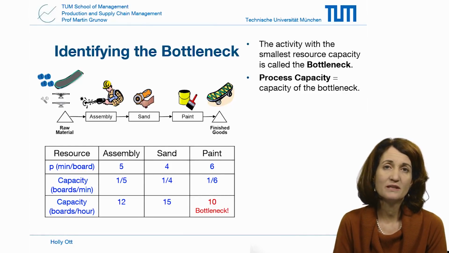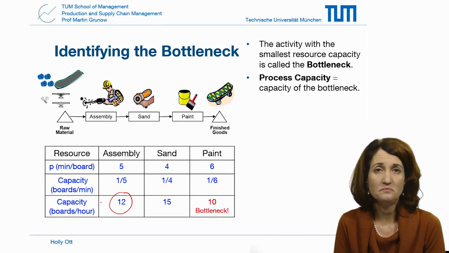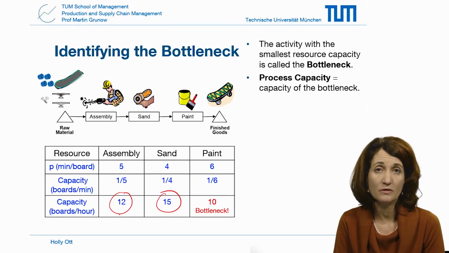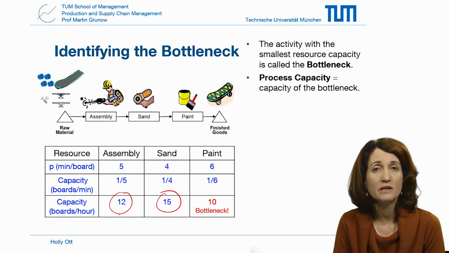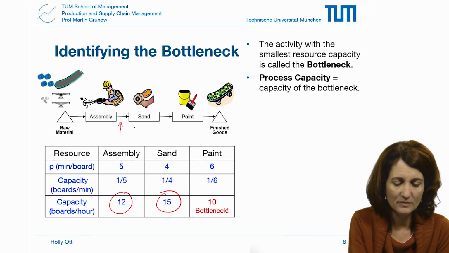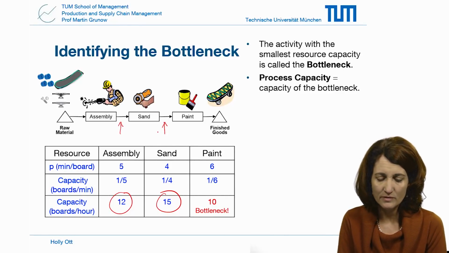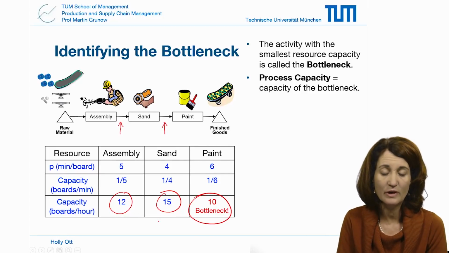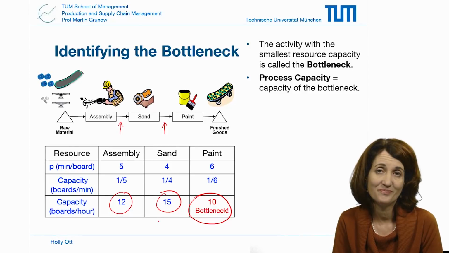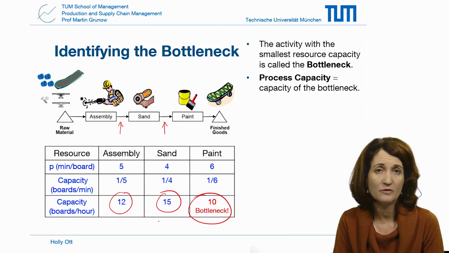Because even though our assembly can produce 12 boards per hour, and sand is even able to produce more boards per hour, we're not allowed to build up any partially finished boards between our steps. We have no option for storing inventory between the steps. So everybody is stuck working at the rate of the bottleneck, which is 10 boards per hour, because paint can't go any faster.